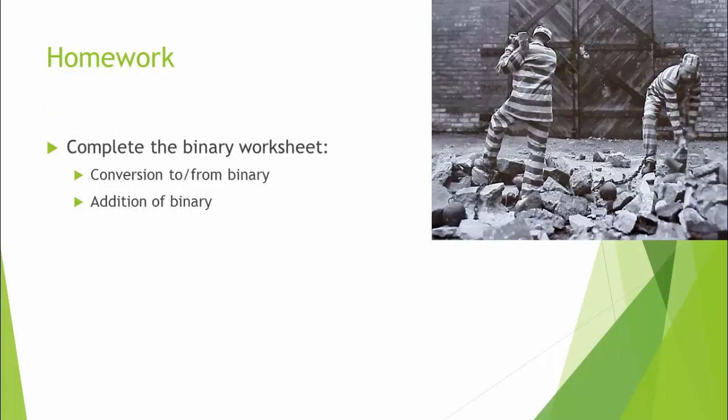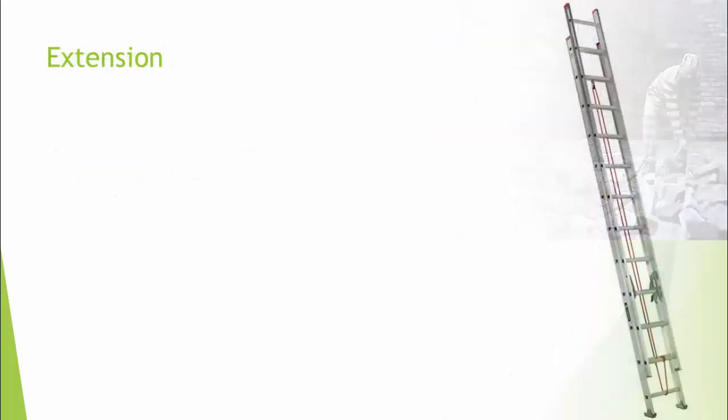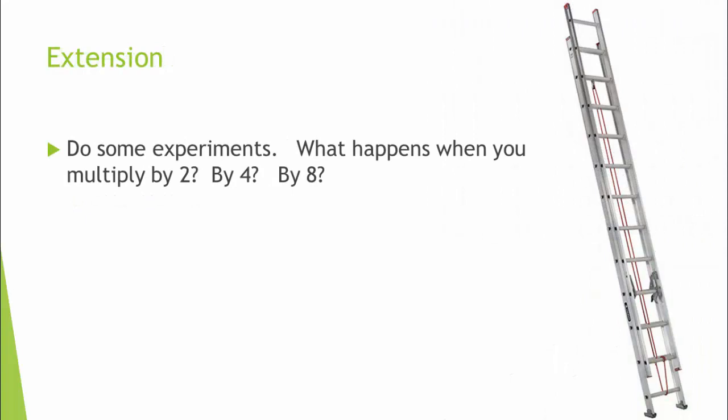All right, for your homework then, go ahead and complete the binary worksheet converting to and from binary and addition of binary. If you're looking for some additional challenges, go ahead and try some experiments. See what happens when you multiply by 2 in binary. See what happens to a number when you multiply it by 4 in binary. What happens when you multiply by 8? And how does that compare to the decimal system? I think you'll find some interesting results there.